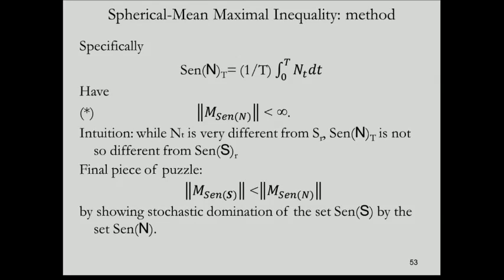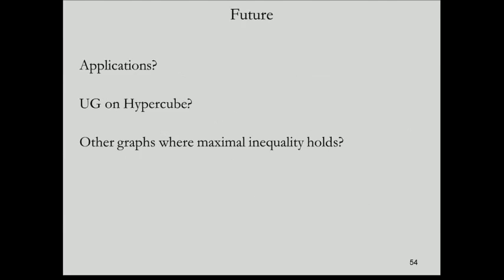And I'm browsing a lot of things here because there are some technical things you need to do. But eventually, by stochastic domination of this sum by the other, we're able to show the norm comparison. Okay, I think that's it.